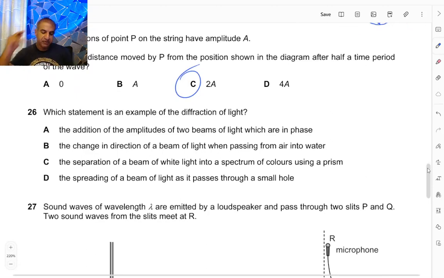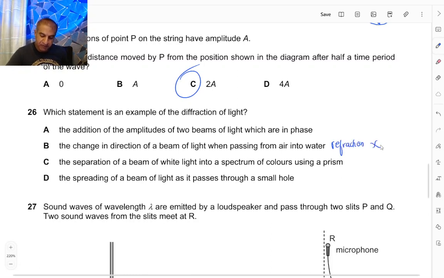Let's just move on to the next question. Which statement is an example of the diffraction of light? Okay. The addition of the amplitude, diffraction means spreading out of the light, right? When it passes through an opening. The addition of the amplitude of two beams of light which are in phase, the change in the direction of the beam of light when passing from air, that is actually refraction. This is actually refraction, so this cannot be true.